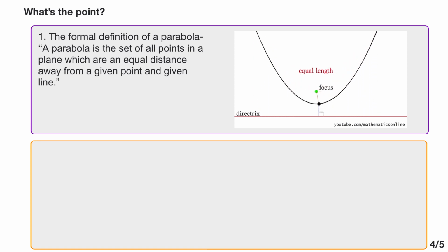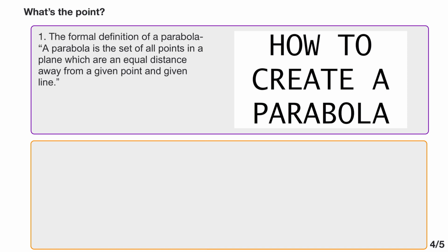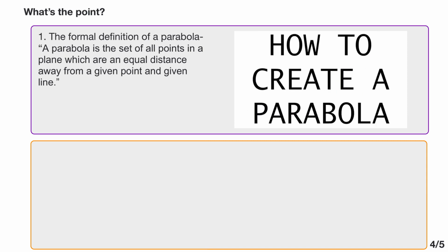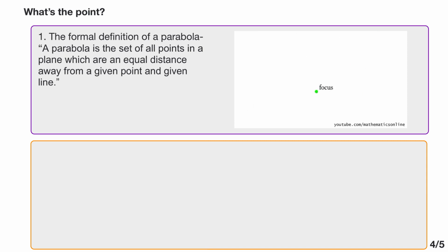all of the coordinates on the parabola are just going to be equidistant from the directrix and the focus. So all of those coordinates are equidistant from that point, the focus, and the line, the directrix. The midpoint is the vertex.